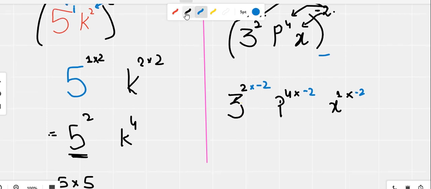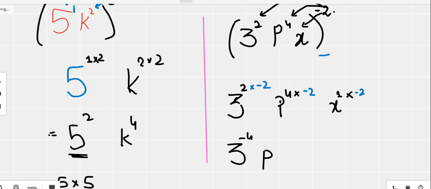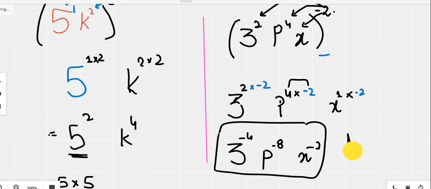Okay, so let's write here 3 to the power of 2 times 2 is 4, so 3 to the power of minus 4. Then I write here p, 4 times 2 is 8, and minus plus is minus, so we got p to the power of minus 8. And the next one would be x to the power of minus 2, because 1 times minus 2 is minus 2. So this is our final answer.